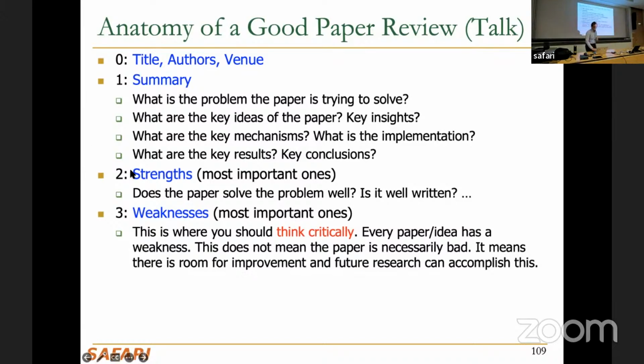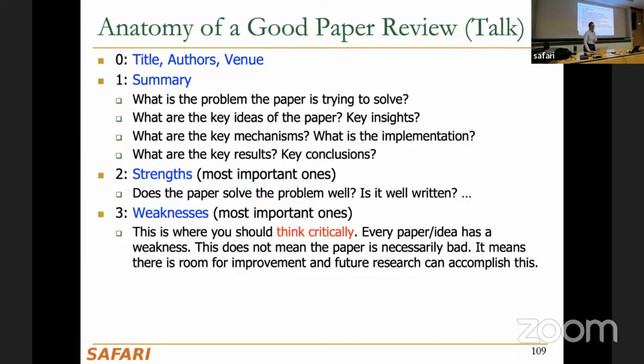Okay, so weaknesses are also a place where you should think critically. In the end, every paper, every idea, everything we do has a weakness, right? There's no perfect thing in the world. There's a lot of imperfection. This doesn't mean that the paper, idea, or whatever is done is bad, right? This means that there are some things to improve potentially. So there's room for improvement, and future research can potentially accomplish this if it's worthwhile to accomplish. Okay, is that clear? And you will see some examples of this when you study some prior works.